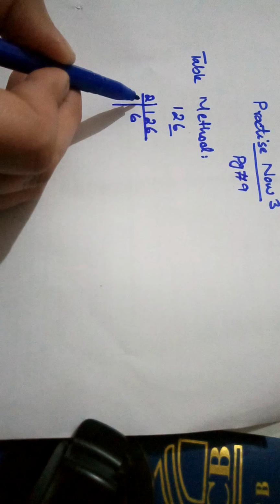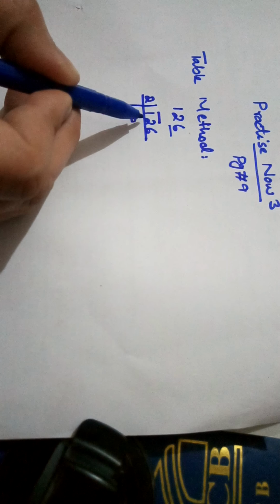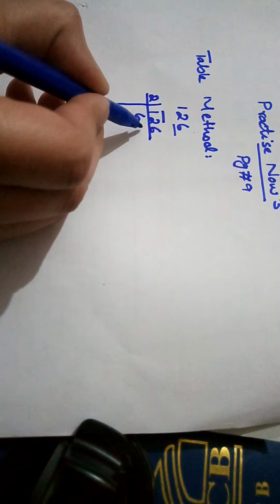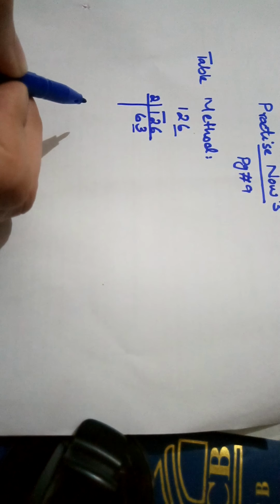If I consider the 1, it is smaller than 2 and not divisible by 2, so I take the first two digits, 12. 2 sixes are 12. Now the next digit is 6, so 2 threes are 6. Now look at the term: the last digit is 3. 3 is an odd number, so it is not divisible by 2.